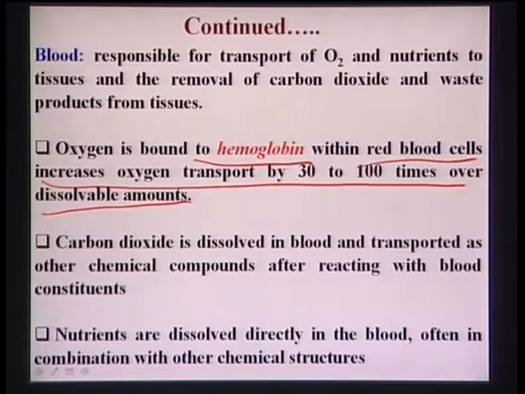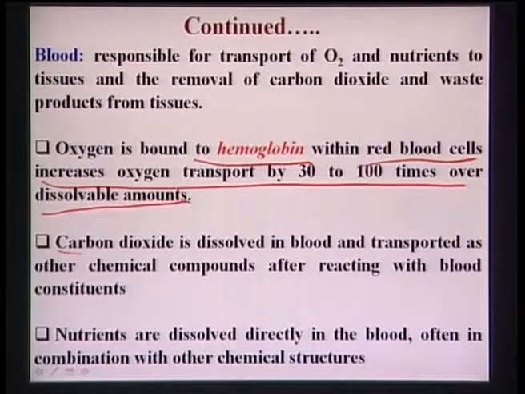The next one: oxygen is bound to hemoglobin within red blood cells, and that increases oxygen transport by 30 to 100 times over dissolvable amounts. The other one is that carbon dioxide is dissolved in blood and transported as other chemical compounds after reacting with blood constituents.